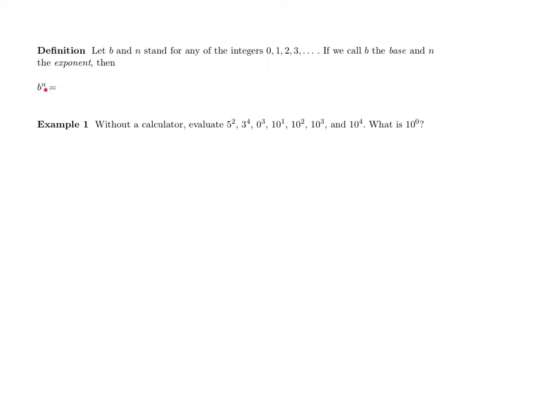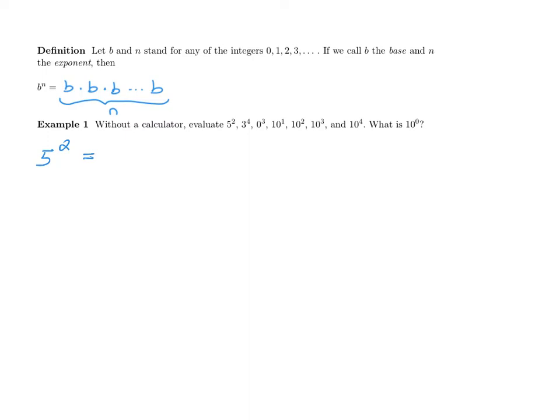And what this symbol means is you take the base, b, and you repeatedly multiply it to itself over and over again n times. So here, the number of times that we multiply the base is n. To bring meaning to this definition, we'll do a few computations. So let's start with this one here in example 1. What is 5, the base 5, to the power, the exponent of 2? So what is 5 squared?